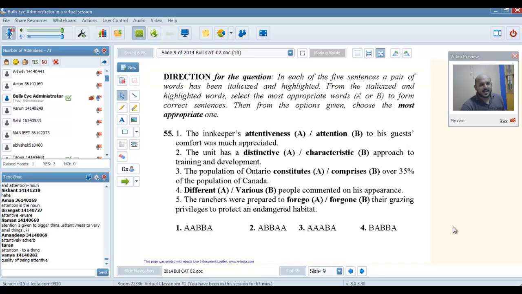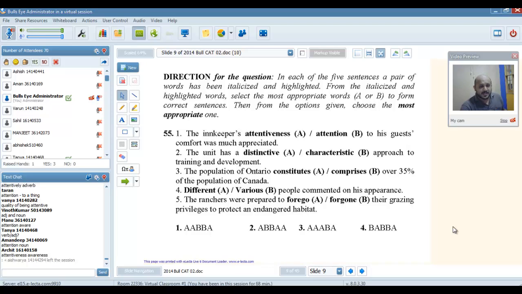Good, better. This is the kind of response that I want. Attentiveness and attention, these are little differences, and the majority of you are absolutely right in this case. These are the kind of differences that would not cause a lot of problems. So for example, in this case, the first sentence would take attentiveness. What would the second sentence take? It would take: the unit has a distinctive approach to training and development.